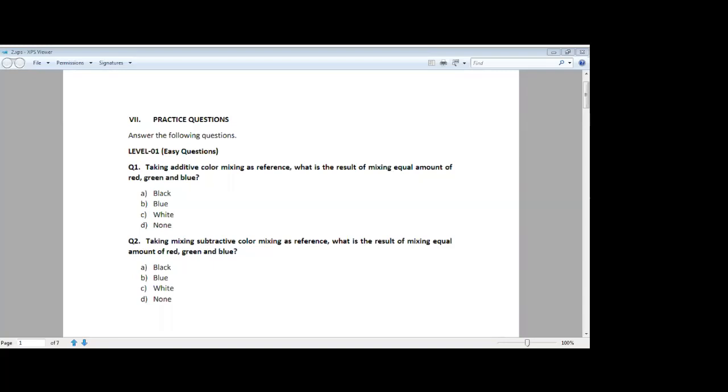So let us just attempt this question. The first one says that when you take additive color mixing as reference, what is the result of mixing equal amounts of red, green, and blue? What would happen? Please, from your end, give me an answer. What would happen?